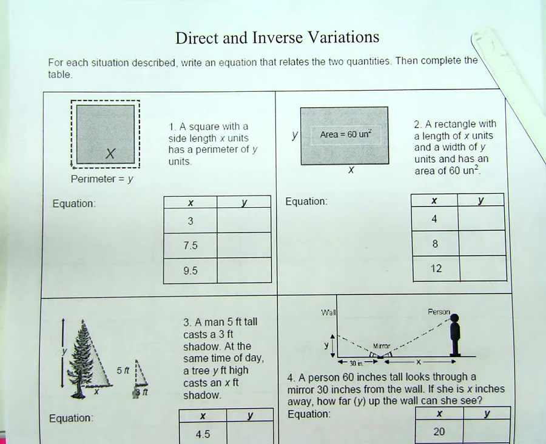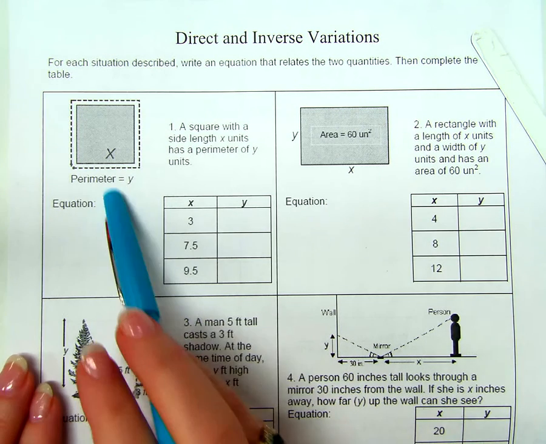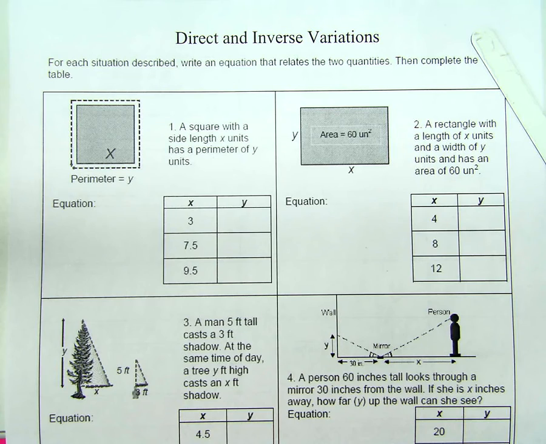We're going to go through the problems first and then we're going to discuss them. Okay, but we need to get some data to begin with, so let's go through the problems. A square with a side length x units has a perimeter of y units. So how would we go about finding perimeter? Add up all the sides. Specifically, how do we find the perimeter of a square?